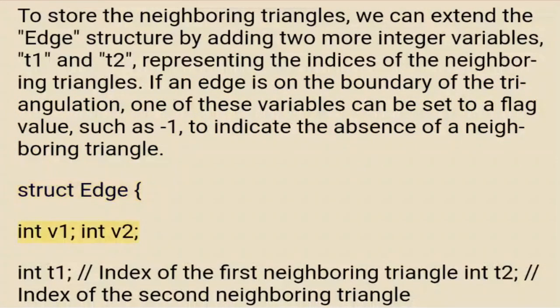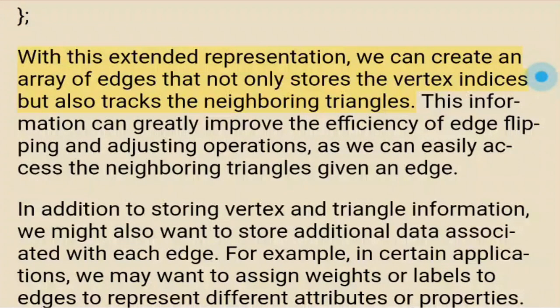Struct edge int v1, int v2, int t1, index of the first neighboring triangle, int t2, index of the second neighboring triangle. With this extended representation, we can create an array of edges that not only stores the vertex indices but also tracks the neighboring triangles. This information can greatly improve the efficiency of edge flipping and adjusting operations, as we can easily access the neighboring triangles given an edge.